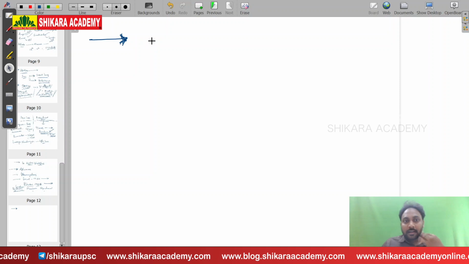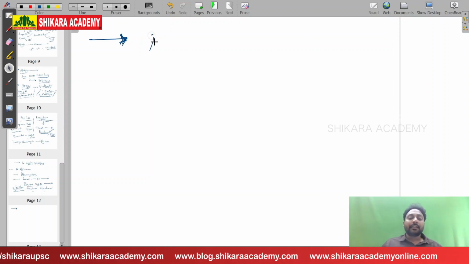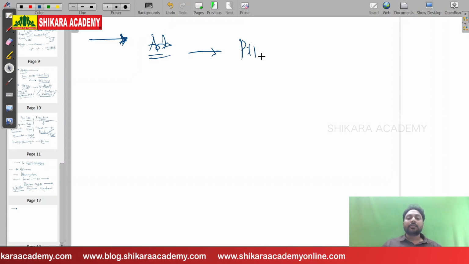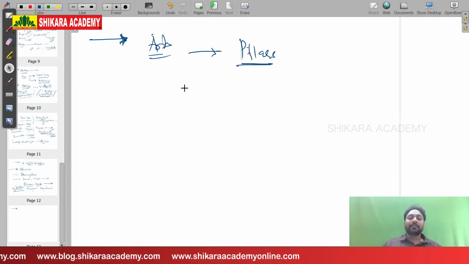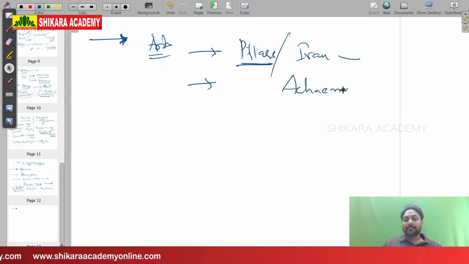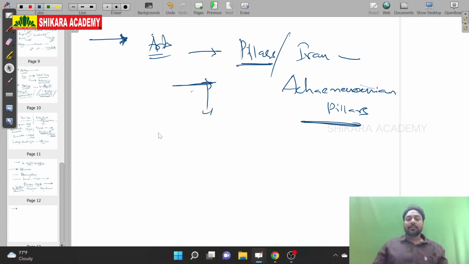That is about Ashoka. And after that, Ashoka's architecture, Mauryan arts. Ashoka built a new style of construction called pillars for the first time. This concept of pillars is borrowed from Iran, from Achaemenian pillars. This is a new tradition.